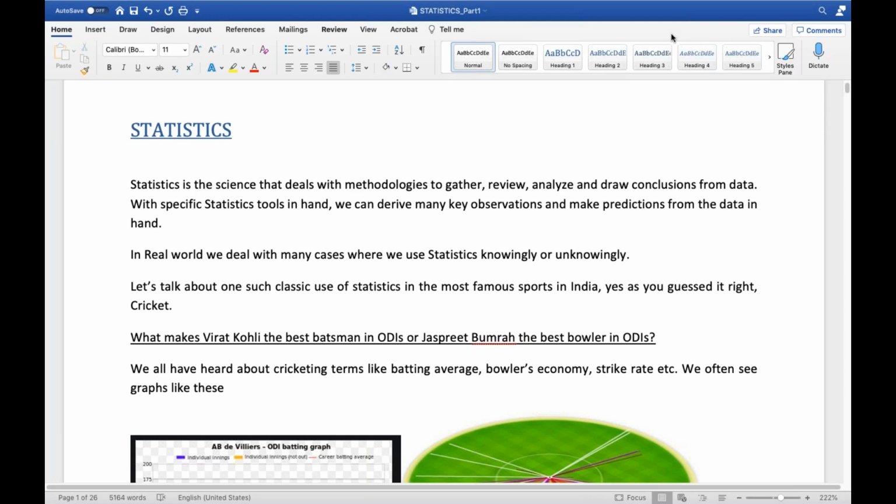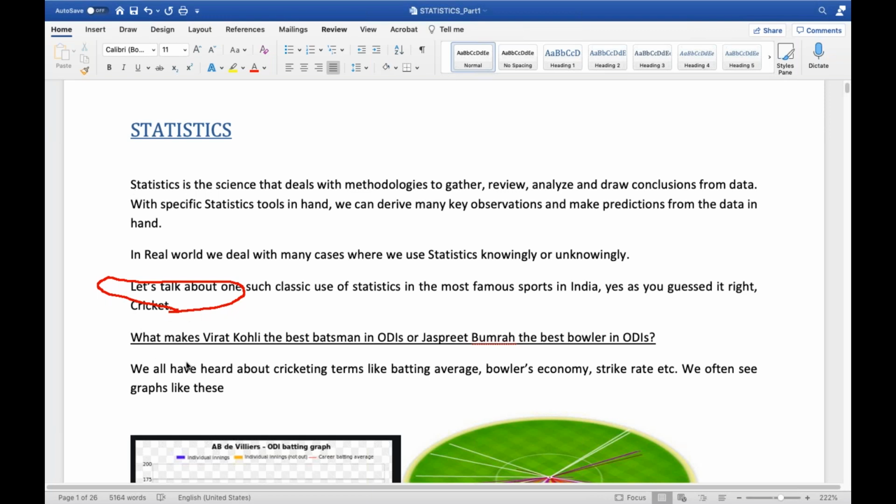Okay, let's talk about some examples. Let's talk about one such classic use of statistics in the most famous sport in India. As I think you guessed it right, that is cricket, right? In India, most of the people like cricket.